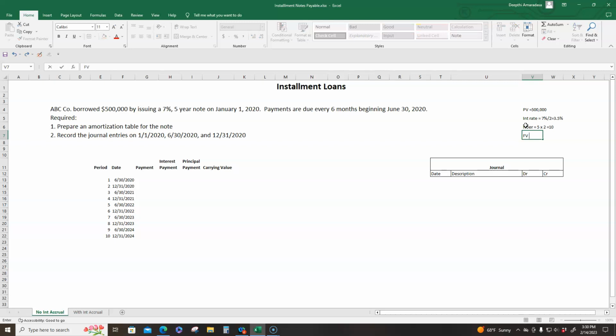That's just part of the formula, there's no future value needed for this formula, so you're just going to put 0. Now let's go ahead and calculate the payment.